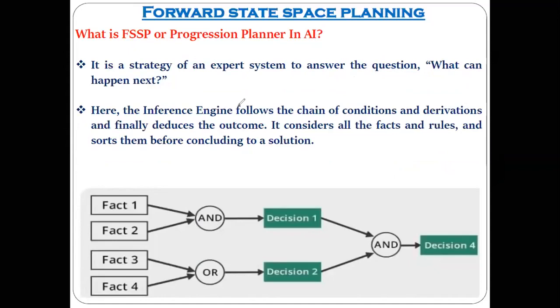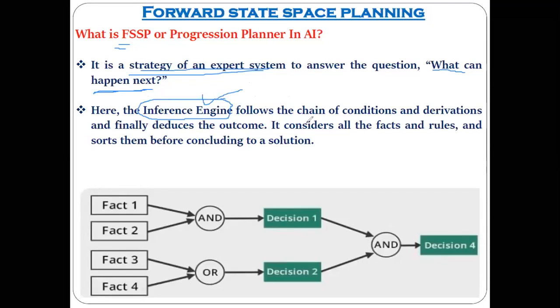Now, where is this actually required, the forward state planning or the progression planner? This is required in different kinds of expert systems, or any system where intelligence is required. Also, we have seen that in different kinds of expert systems, FSSP or forward chaining or the progression planner always tries to give us the answer to the question like what will happen next. Understood. So this forward chaining or forward state planning is utilized in which component of the expert system? Inference engine. Okay, we have seen that.